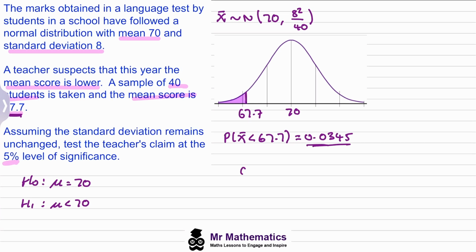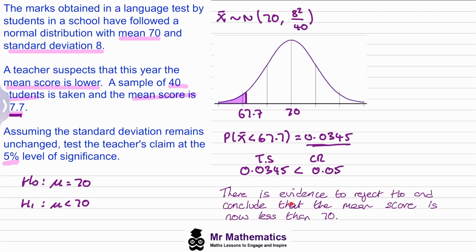And then we compare this test statistic to the critical region, which we're told is 5%. So because 0.0345, the test statistic, is less than the significance level of 0.05, we can say there is evidence to reject H0 and conclude that the mean score is now less than 70. Okay?